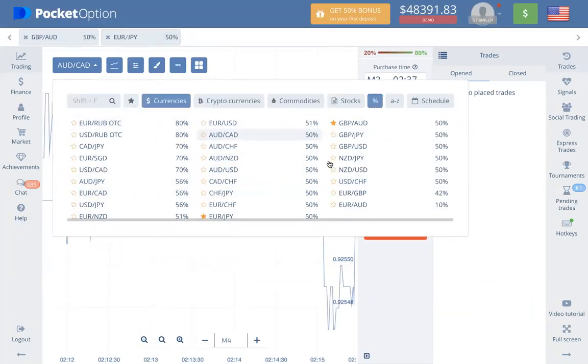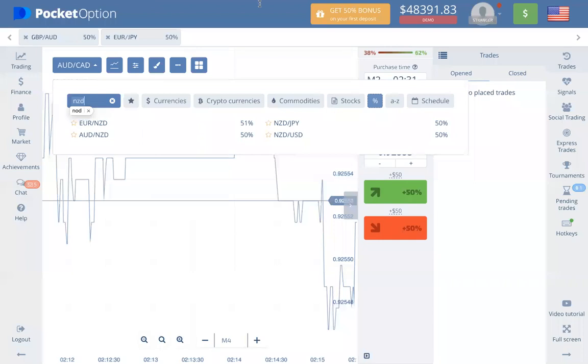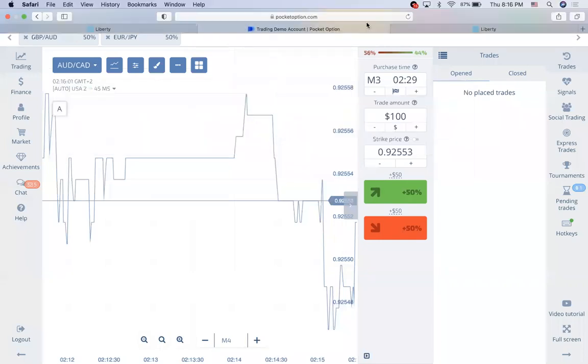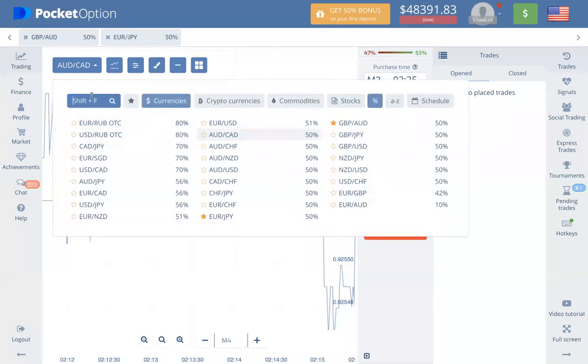So we have NZD CAD, which I don't see. Let me type it in. So NZD CAD isn't available right now, but we do have another trade idea at GBP CAD.